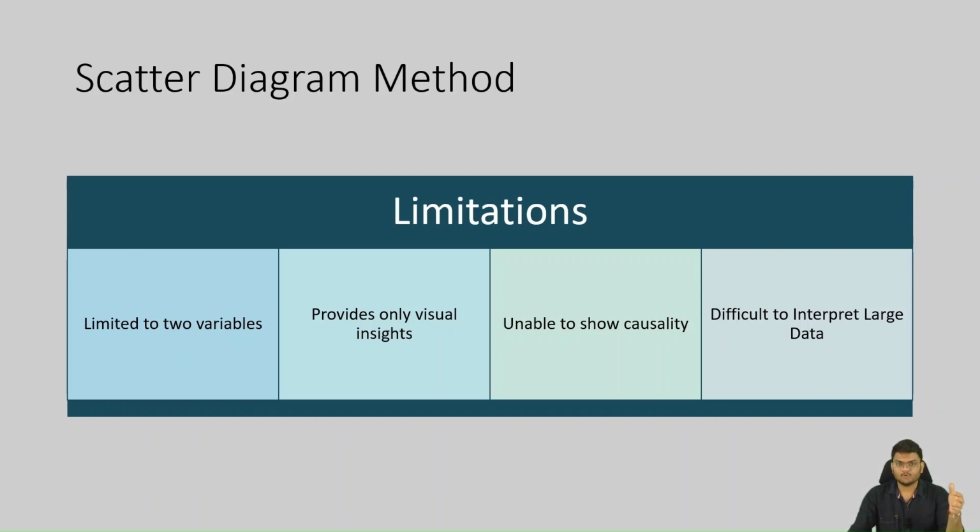Thus, it is not ideal to represent relationship involving multiple variables. The next point is provides only visual insight. The scatter diagram method is a graphical method which shows general trend, but they do not provide any precise value of strength of the relationship. The next point is unable to show causality. The scatter diagram can show relationships, but it cannot determine whether one variable is causing changes in another variable or not. The last point is difficult to interpret large data. When there are too many data points on the graph, the scatter diagram will become cluttered and it will be difficult to identify any pattern or trend.